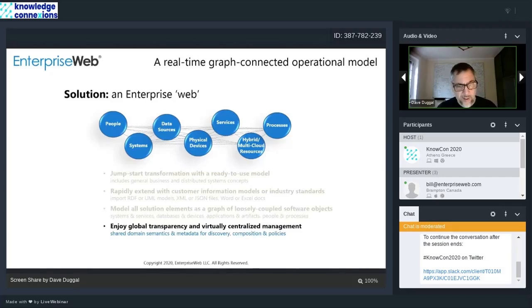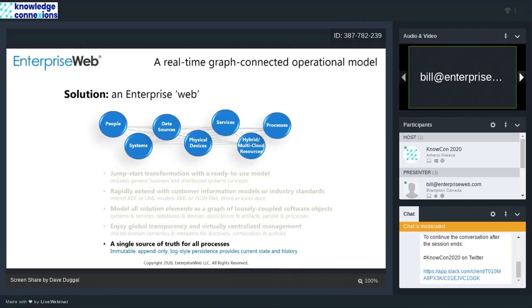And then the customers are gaining global transparency and virtually centralized management, because despite the fact that all the connected elements might truly be heterogeneous and they might be distributed, we're making them look as if they are the same. We're making them appear as if they're all local. And we have these representations of them, these proxies, as it were, these digital twins, which they can then use to manage and configure with metadata.